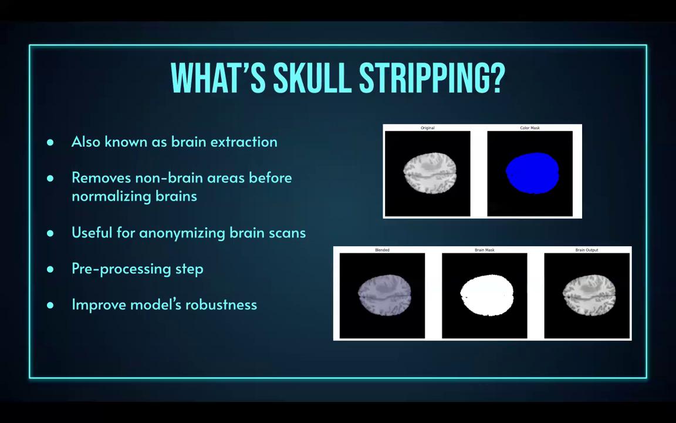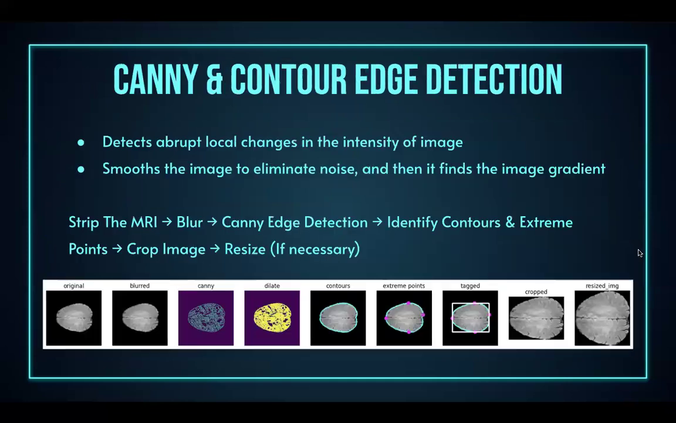Moving on to the skull stripping, which is also known as brain extraction. It removes non-brain areas before normalizing the brain, and it's useful for anonymizing brain scans, and it's helpful to improve the model's robustness. We've also done the Canny edge detection, which detects abrupt local changes in the intensity of the image and smooths the image to eliminate noise, and then it finds the image gradient. And as you can see, the output is the cropped image without the unnecessary pixels.